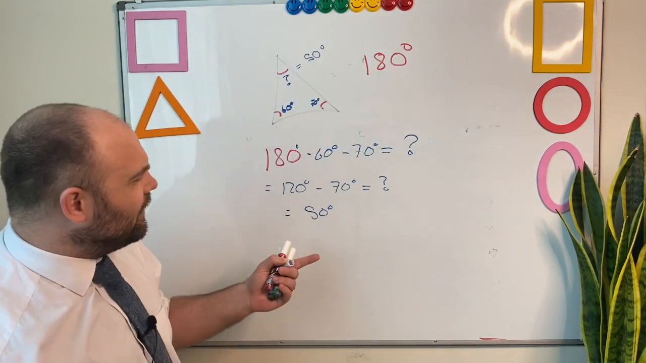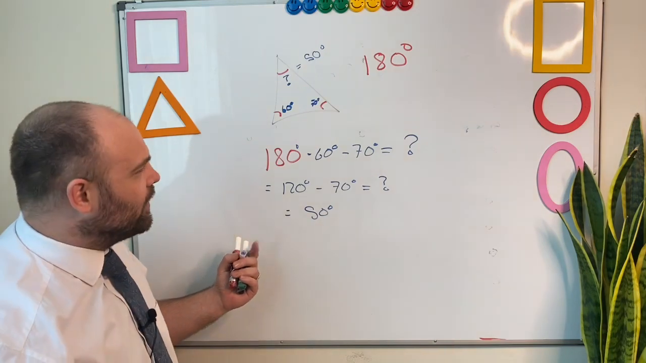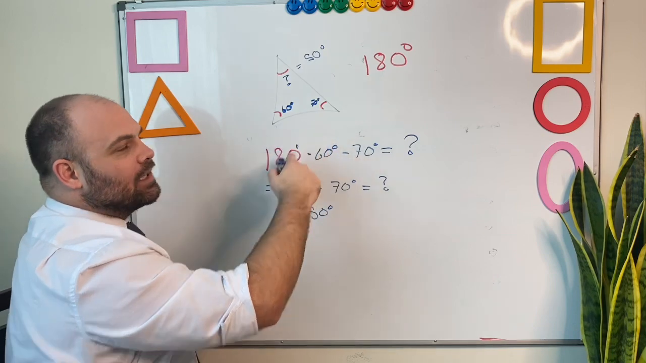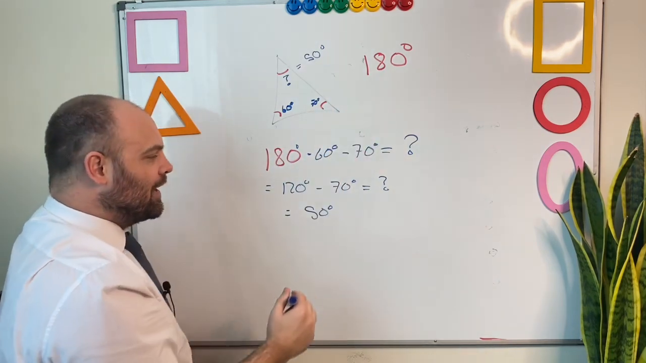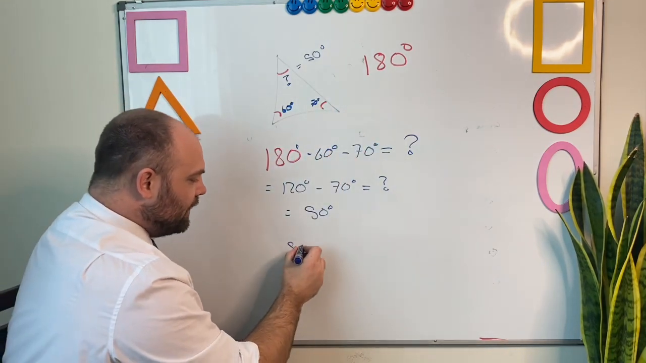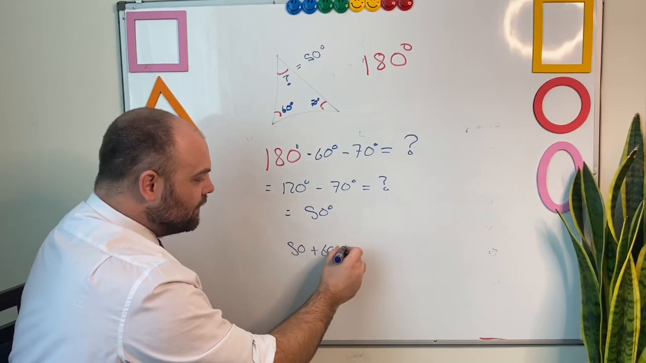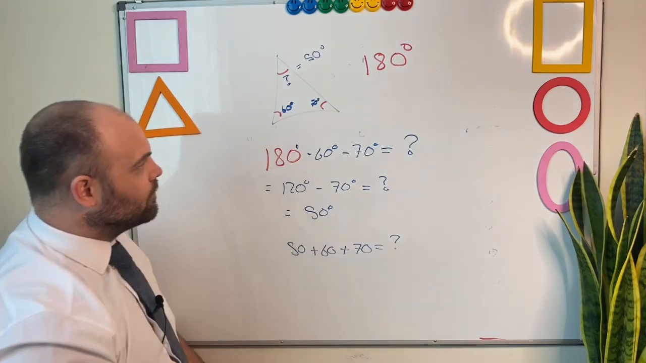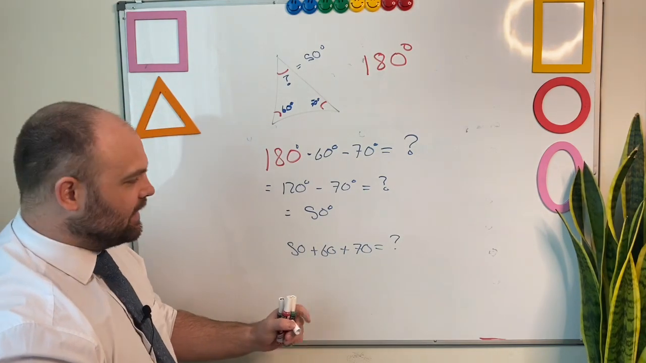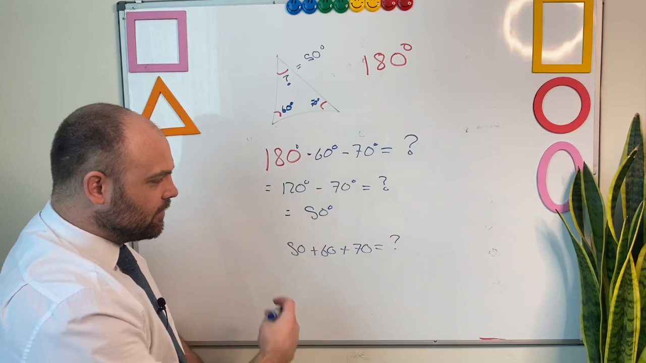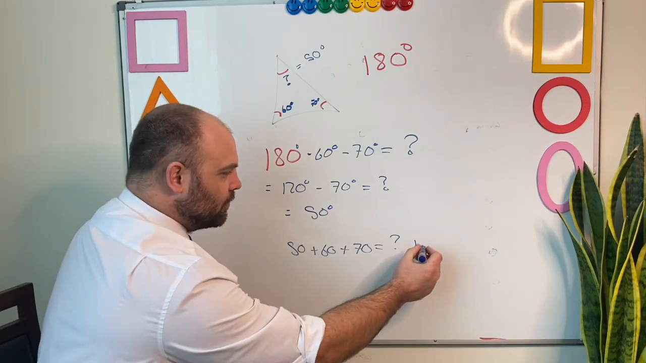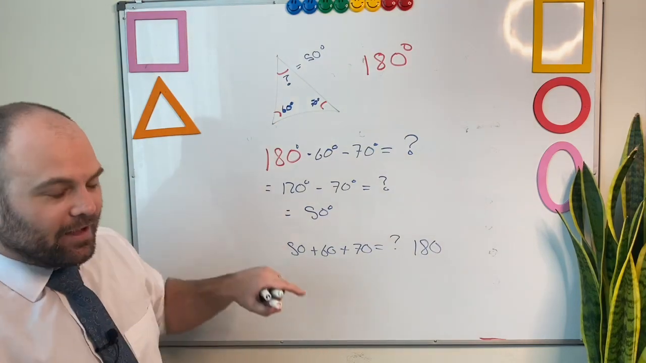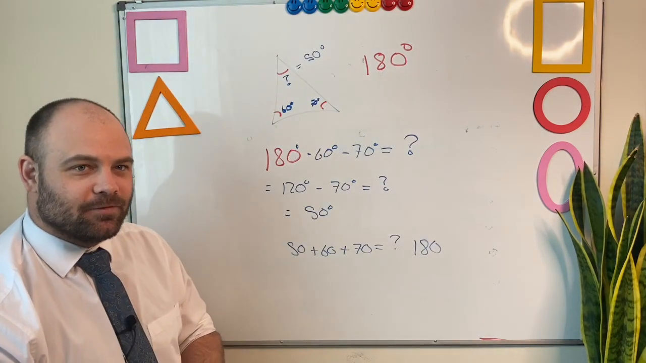And how would I check to see if this answer is correct? Well, if 50 degrees is my missing angle, if I add that to 60 and 70, it must equal 180 degrees. So 50 plus 60 plus 70 is equal to what? Well, 5 plus 6 is 11, plus 7 is 18. Add the zeros in, that equals 180. So I know that the missing angle was 50 degrees.